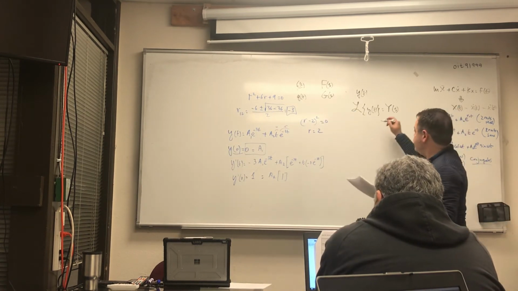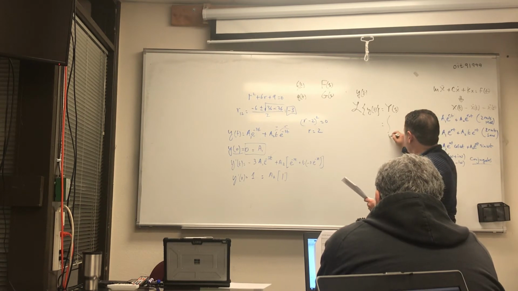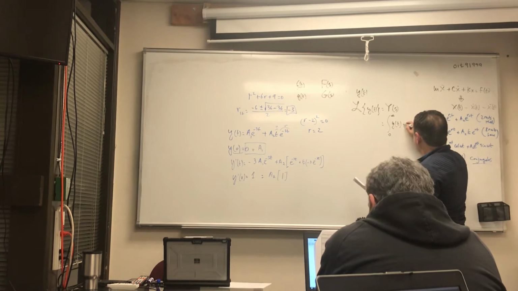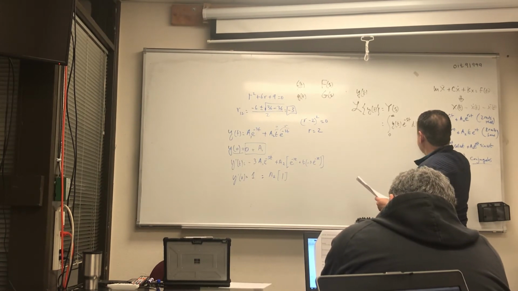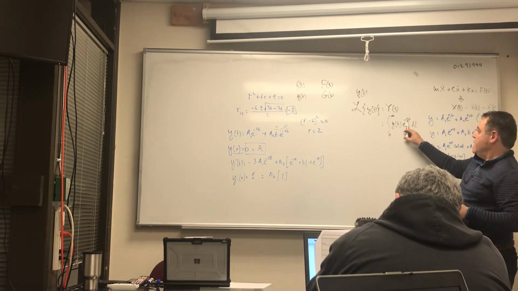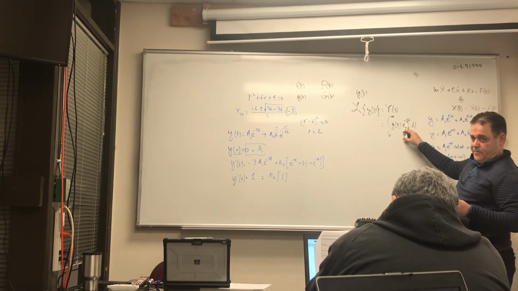But how is it defined? It is defined as simply the integral between 0 and infinity of y of t exponential minus st dt. Because you are integrating with respect to the variable t, only s remains in there, okay?